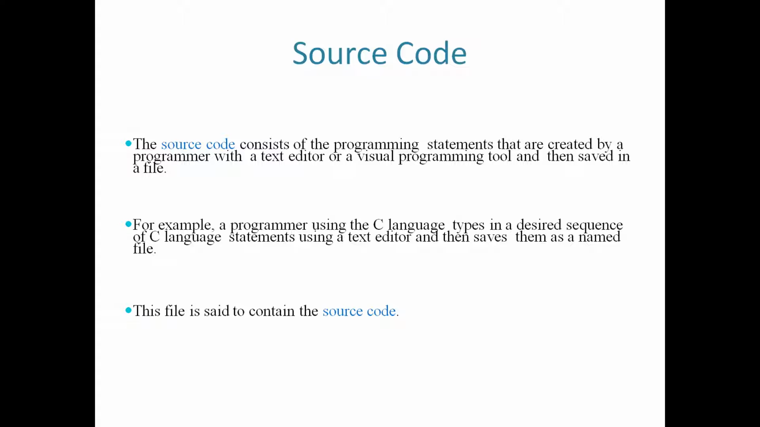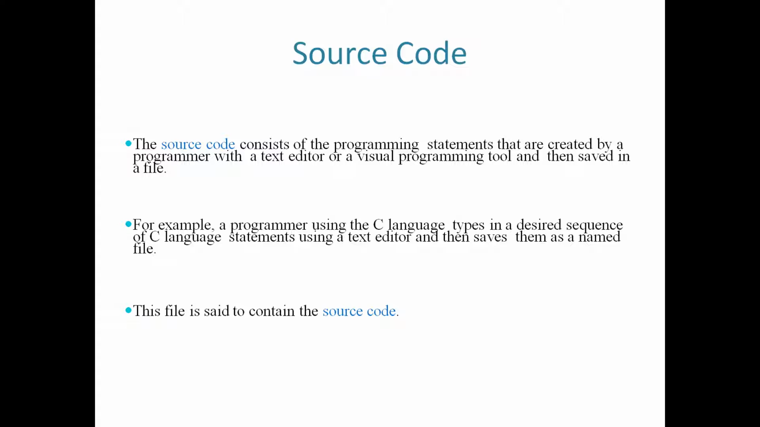Now, what is a language? A language is a way of communication. In humans, we can have so many languages to communicate with each other. In the same way, in the computer, we have the programming languages. Those are the programming languages with the help of which we can communicate with the computer. So the source code consists of the programming statements that are created by the programmer. A programmer creates the programming statements that are called the source code. This source code is saved in the file and then executed, and then the computer gives us the desired output.